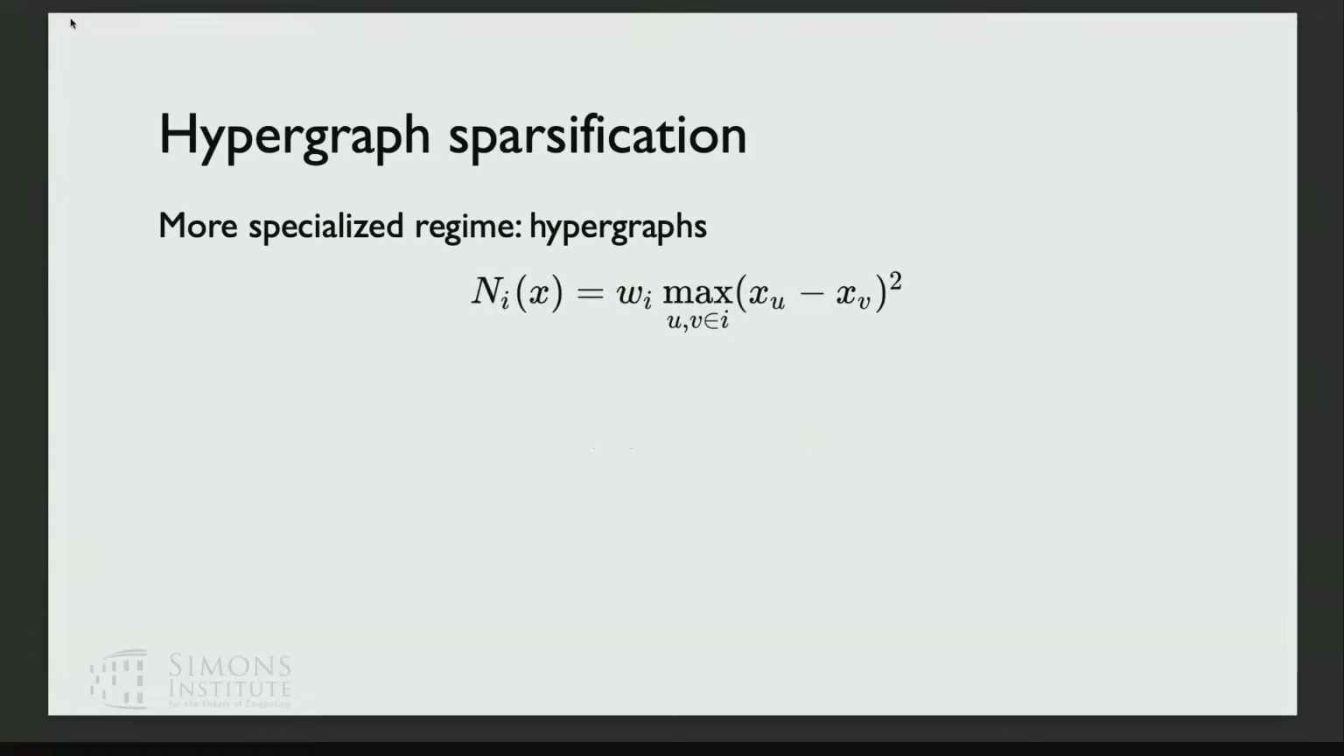But we actually have some other things that we could have done. The result I said is stated out of order. We started with this problem called hypergraph sparsification, and then stumbled on norm sparsifications as a result. But hypergraph sparsification is interesting in its own right.